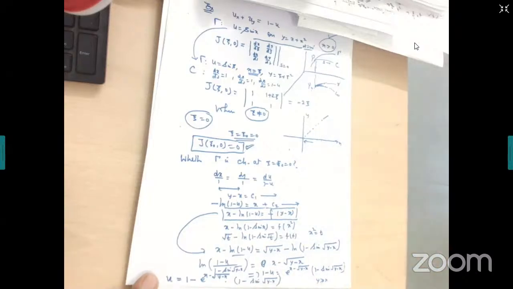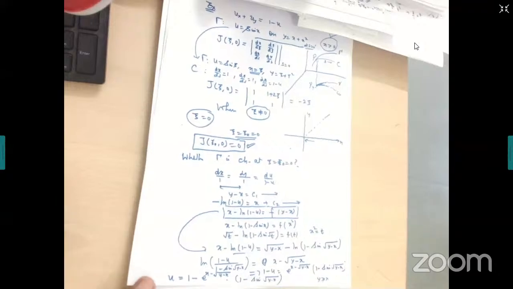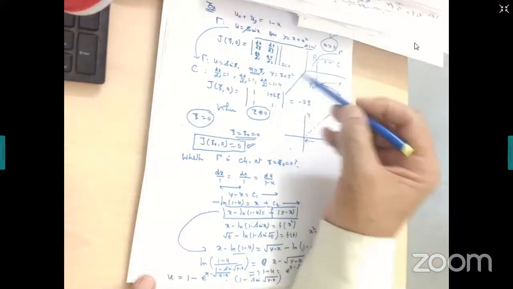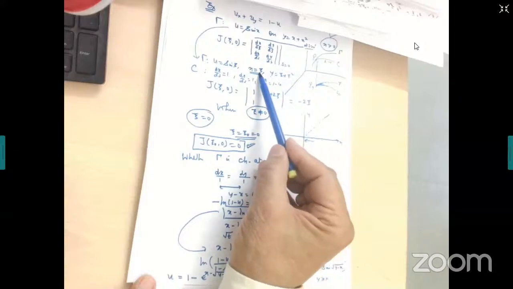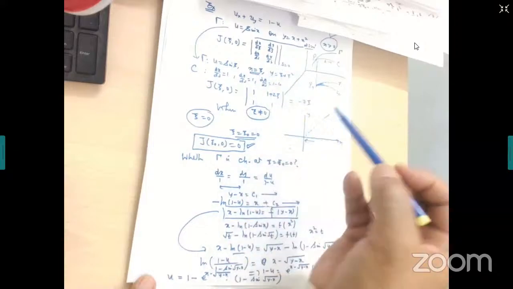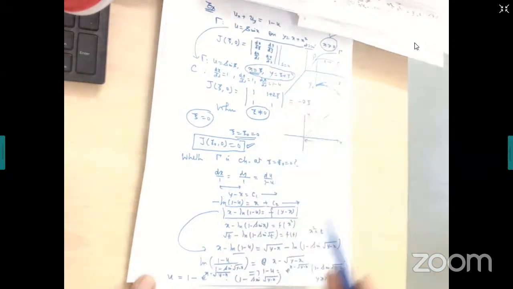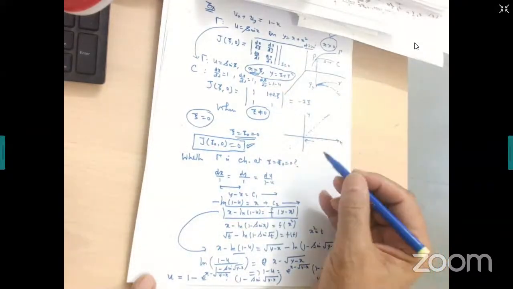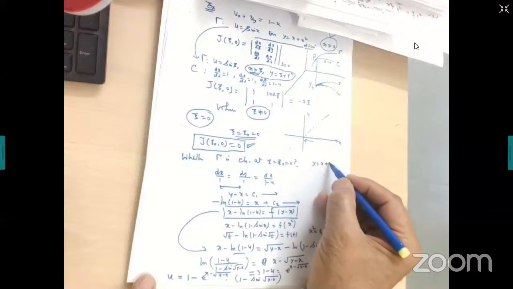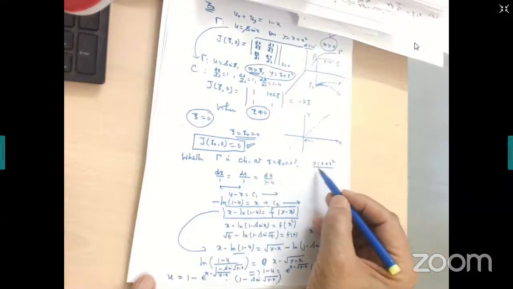And if you look at the characteristics, you can find out that these characteristics are nothing but parabolas. You can see the xy plane. Y is equal to xi plus xi square and x is equal to xi. So if I eliminate xi from these two equations, I get the locus, the characteristic curve, namely y is equal to x plus x square. So it is a parabola.